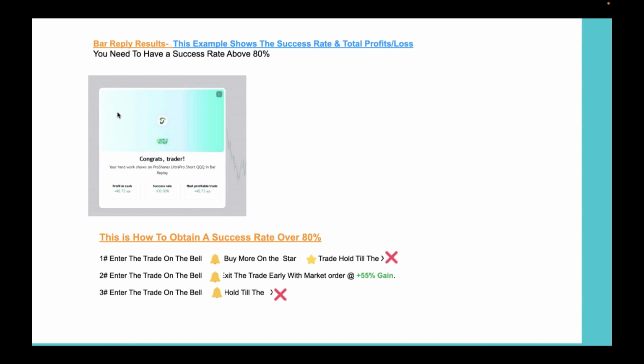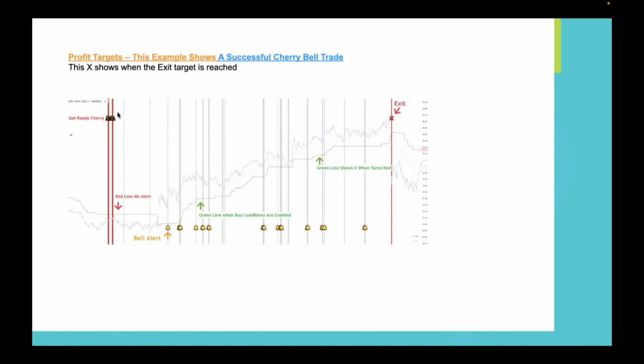So this is how to obtain a success rate over 80%. The first one is enter the trade on the bell, buy more on the star, and trade or hold till the X. The second option is enter the trade on the bell and exit the trade with a market order at a 55% gain. Or third, enter the trade on the bell and hold until the X. So, profit targets. This example shows a successful cherry bell trade.